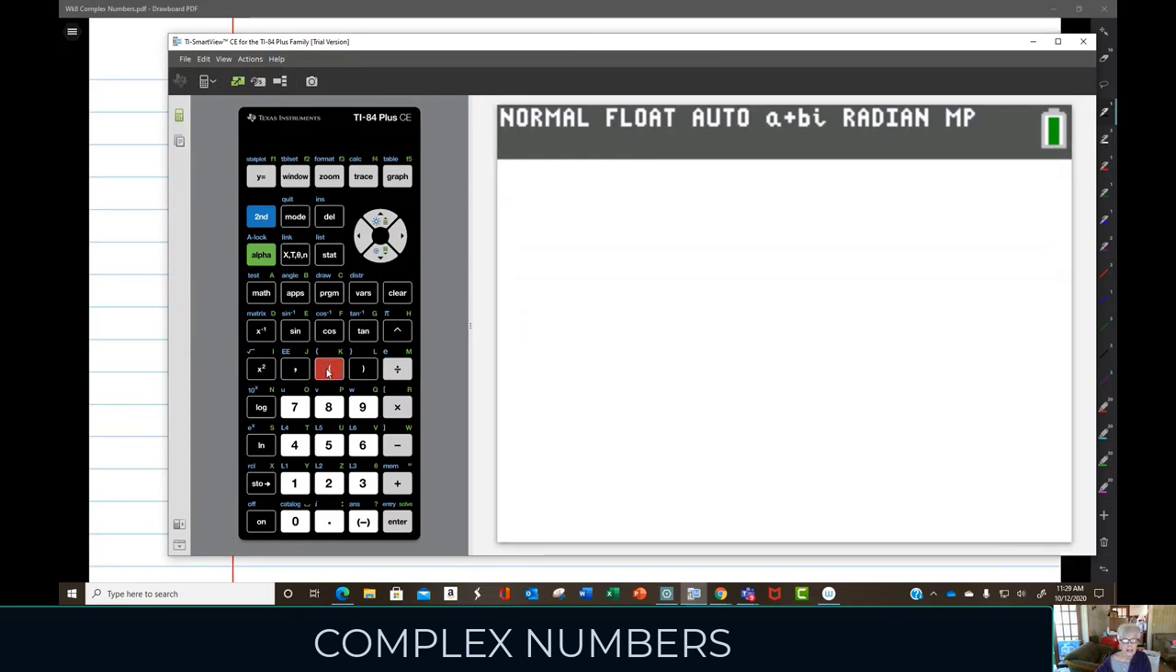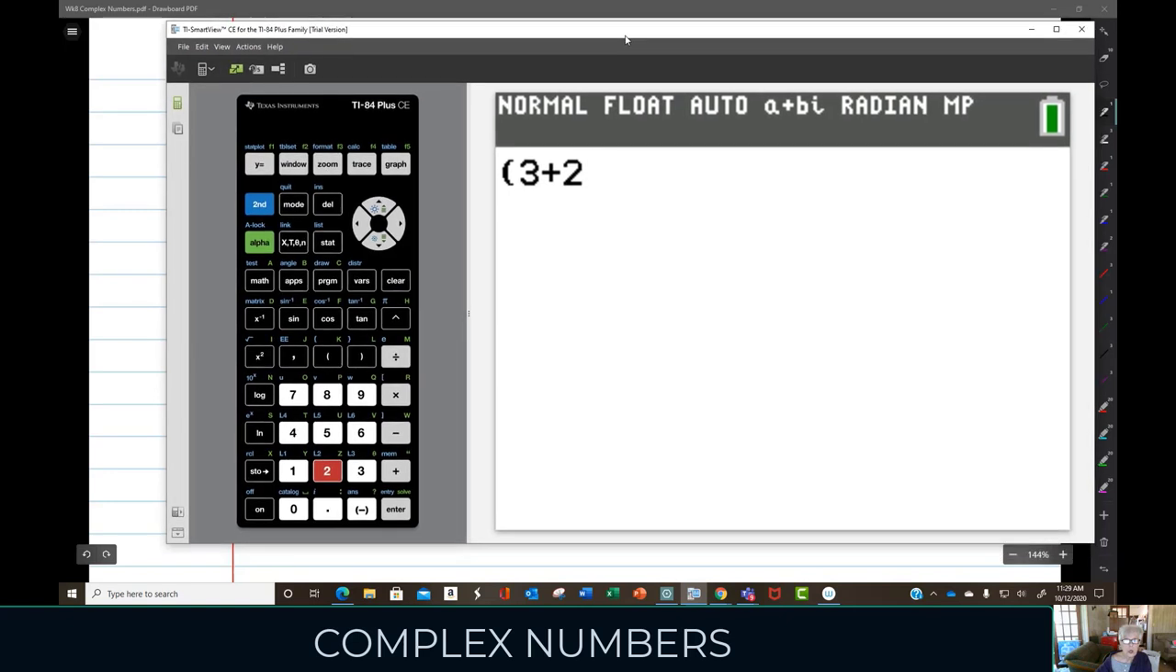I am going to add now 3 plus 2i, and you're going to have to be looking on your own calculator. Take my word for it that above the decimal key is a little letter i. I push the second button and then the decimal button, and that gives me an i. Then I close my parentheses, hit a plus, open the parentheses, 5 minus 7i, second decimal point, and close the parentheses. Then all I have to do is hit enter.